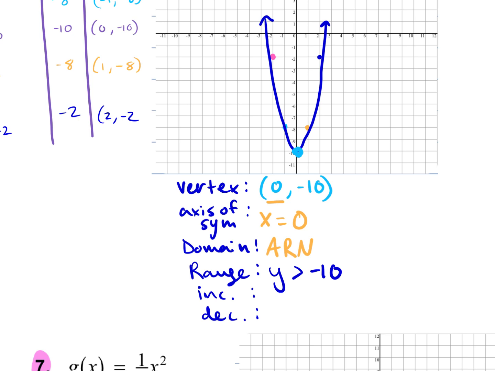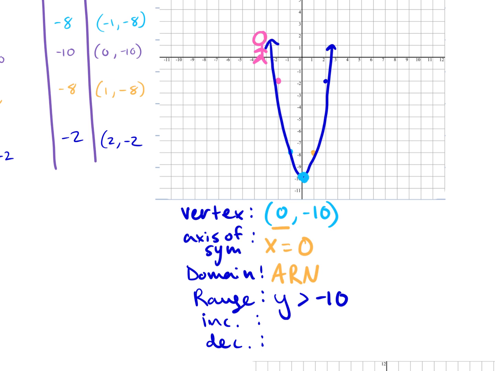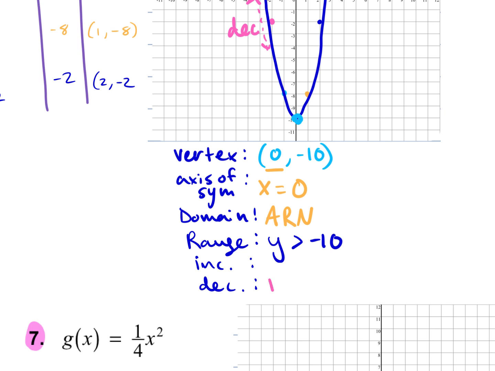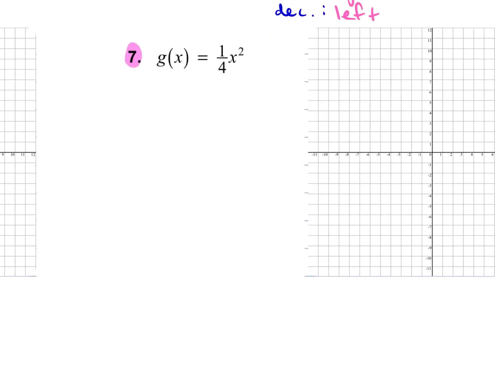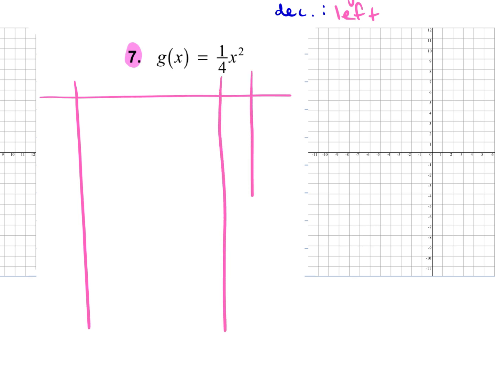And then for increasing and decreasing, we're going to draw our little person starting at the left side. Would our person be walking uphill or downhill along our graph? Downhill. So we're decreasing on the left, and then increasing on the right. If you guys do it correctly, this will be the last one. If we see that we all know what we're doing, we'll stop here. But if it seems like you're still not sure, we'll do the rest of them.